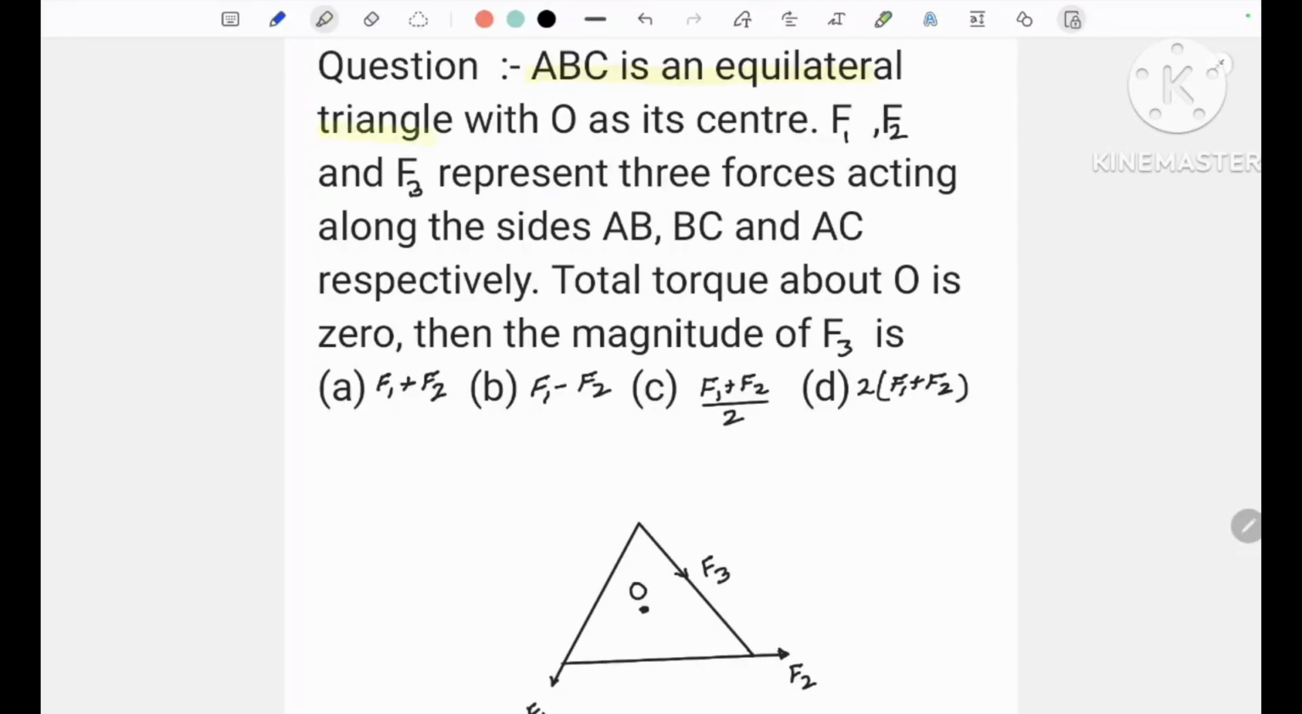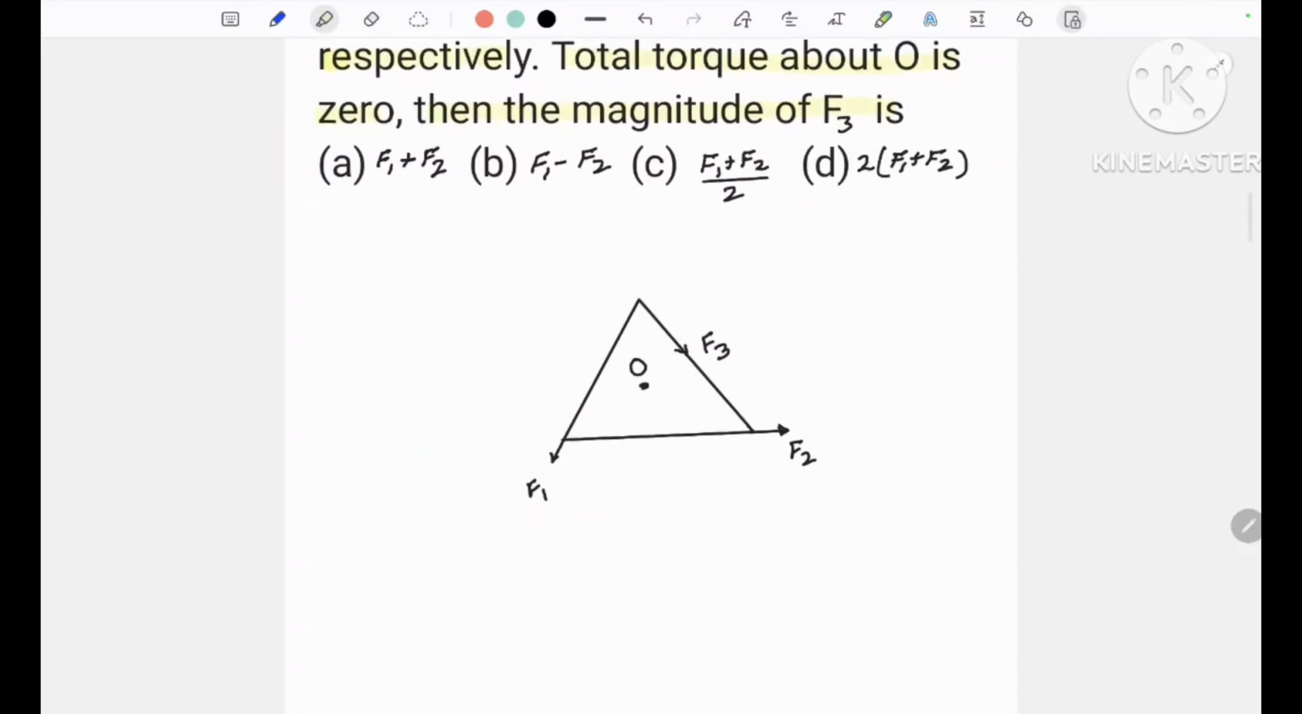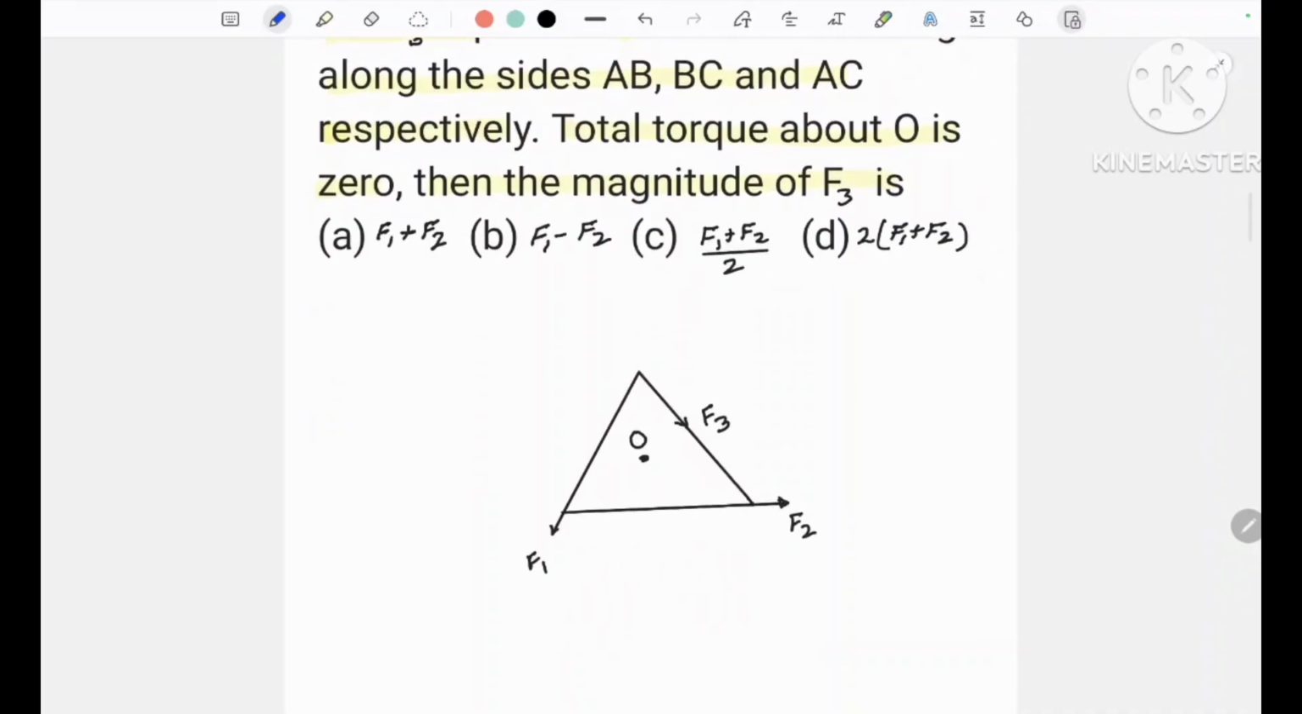ABC is an equilateral triangle with O as its center. F1, F2 and F3 represent three forces acting along the sides AB, AC, and BC, AC respectively. Total torque about O is 0, then the magnitude of F3 is. ABC is a triangle, suppose the perpendicular distance from O is R, so the distance from all the lines will be the same, and this will be R.